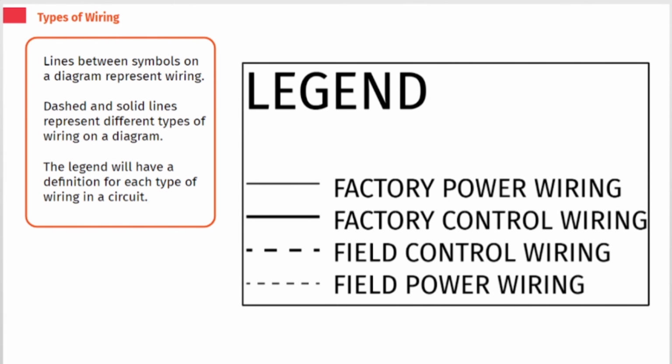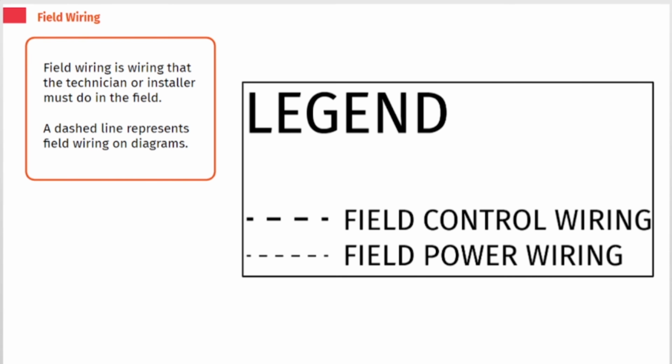Lines between symbols on a diagram represent wiring. Dashed and solid lines represent different types of wiring on a diagram. The legend will have a definition for each type of wiring in a circuit. Field wiring is wiring that the technician or installer must do in the field. A dashed line represents field wiring on diagrams.